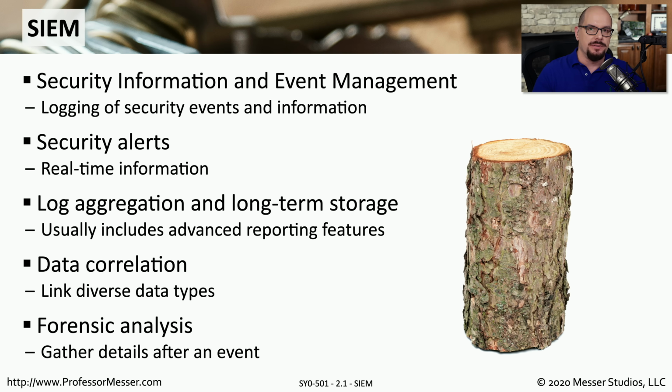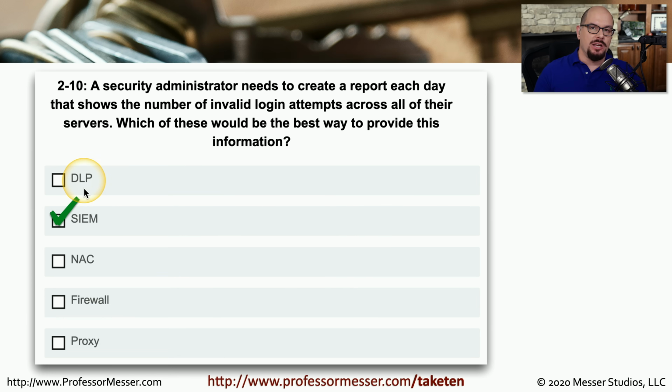DLP is a data loss prevention system which allows you to look for private or confidential information being sent from one point to another. It is not a device that creates reports based on invalid login attempts. A NAC, or network access control device, is one that allows or disallows access to the network based on a particular set of criteria, a username, a password, or perhaps the type of software that might be loaded on a system. The NAC itself is not a way to provide a report of invalid login attempts across all different servers on the network.